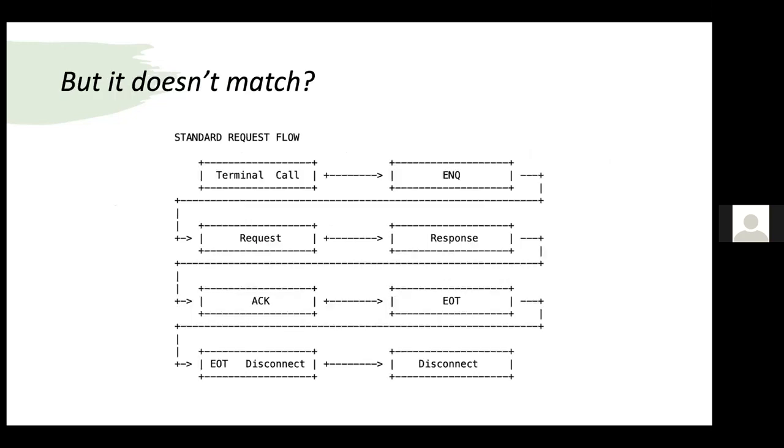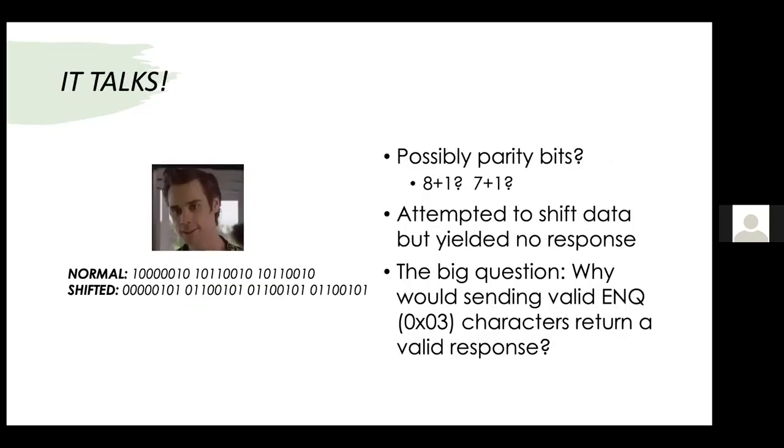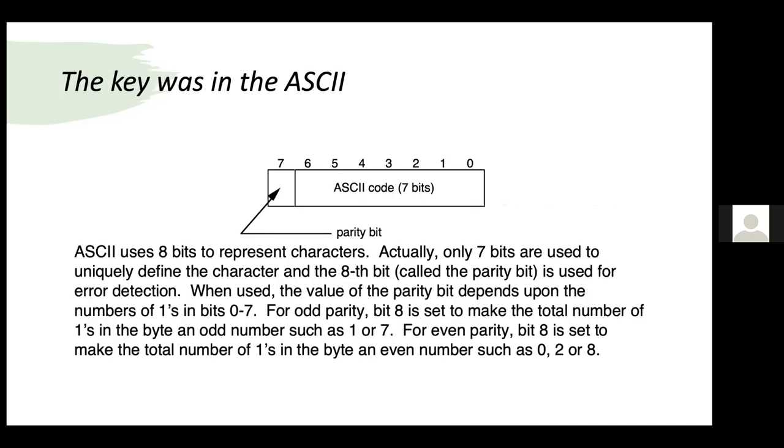So first things first, we were looking for an ENQ, which is actually an ASCII character. The terminal calls us: ENQ, request, response. We weren't seeing that. So we started trying to figure out the parity bits. Is it 7 plus 1 or 8 plus 1? How does this work? What is a parity bit? And why would ENQs send a valid response, but we weren't getting back the correct response from ourselves? Well, the key is in the ASCII.